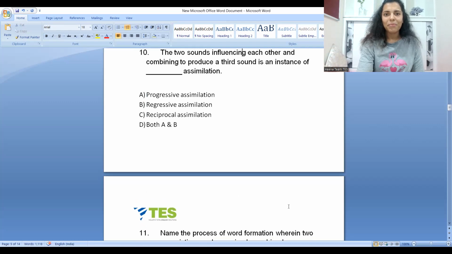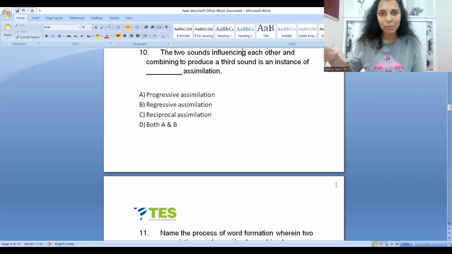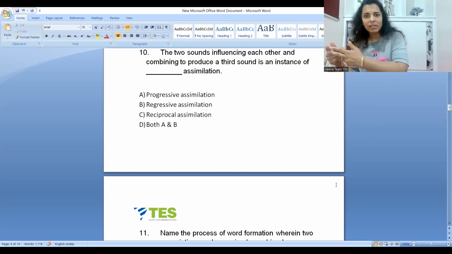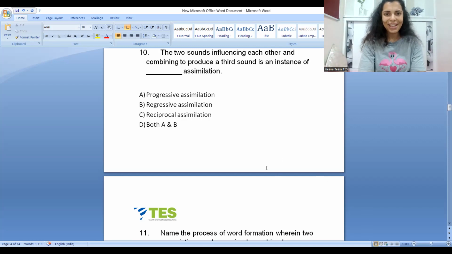What does it say? The two sounds influencing each other and combining to produce a third sound is an instance of dash assimilation. Basically, two sounds combine to produce a third sound. This is called A, progressive assimilation, B, regressive assimilation, C, reciprocal assimilation, or D, both A and B. You know, the answer is option C, reciprocal assimilation.